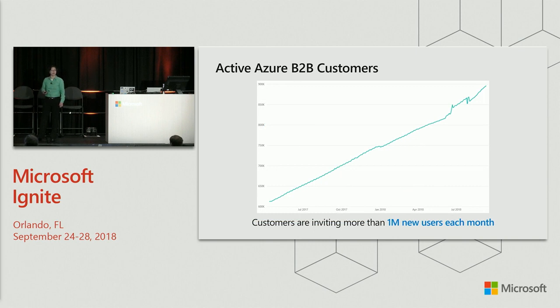B2B is also one of our fastest growing features. We currently have more than 100 million new guest users invited every month. So we're really excited about this, and we see a lot of our customers taking a big bet on it. We think that generally everyone has an external collaboration scenario, and B2B is really the way to get that done.